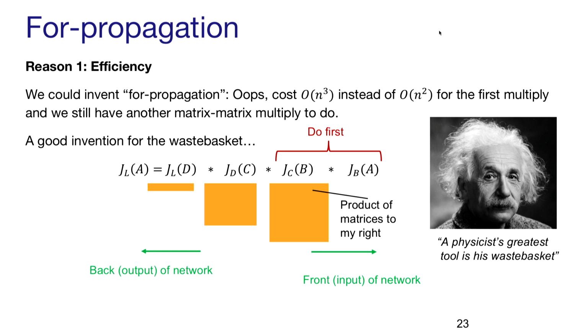It's a terrible idea, but it's a good idea for the wastebasket, and as Einstein always said, the physicist's greatest tool is his wastebasket. So the more terrible ideas you can throw in there, generally the more good ones you have. So we came up with a terrible idea, but presumably people explored this a bit, and then they realized that backpropagation was a good idea. Okay.